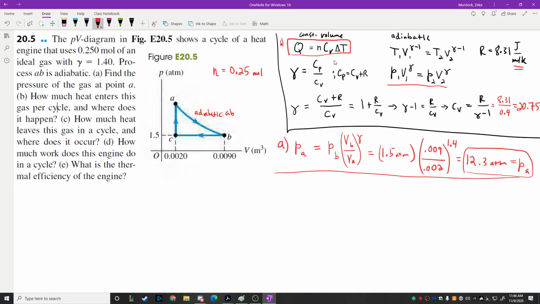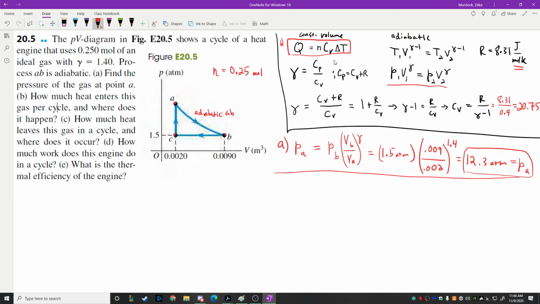It has the same units as this right here, but I'm running out of room here. So 20.75, do you all agree with that? Okay, so that's our value for CV. And what we're missing then is the delta T's, right? So in order to do this, we need to figure out the temperature difference, but we also need to figure out where is this happening? How much heat enters the gas per cycle and where does it happen? So ultimately what that means is you kind of need to find out what the temperature at all three of these points is right here.